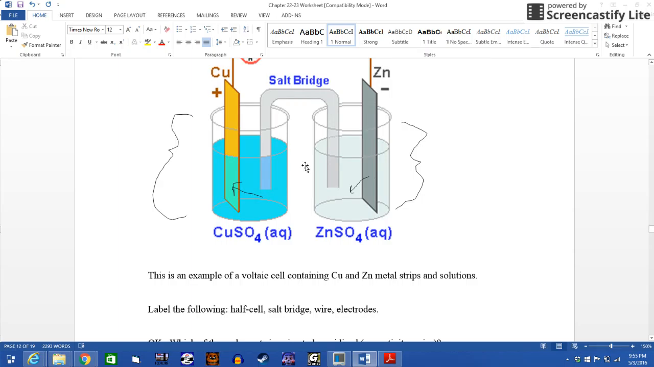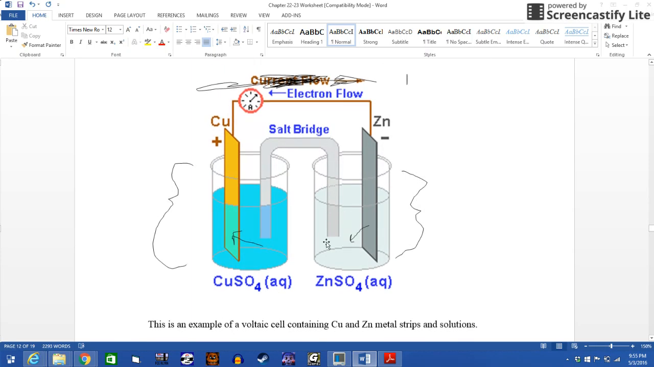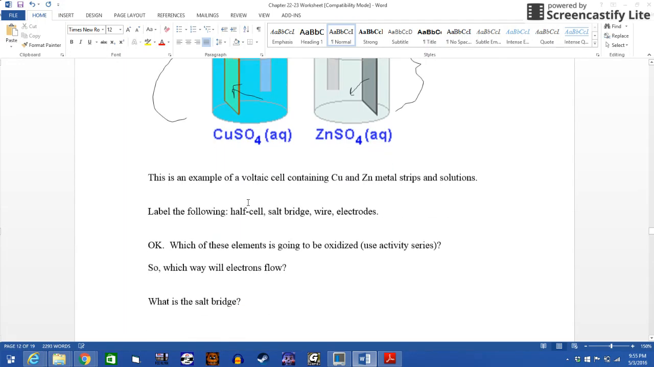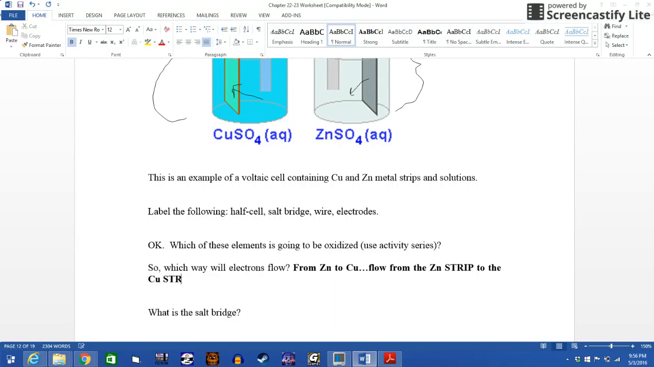at one of these half cells, oxidation is occurring, that's the zinc, and at one of these half cells, reduction is occurring. So which way do the electrons flow? They flow from the zinc to the copper. And specifically, they flow from the zinc strip to the copper strip. These strips are called electrodes.